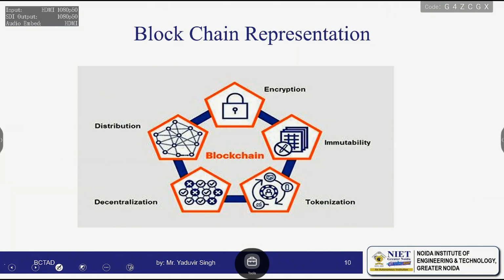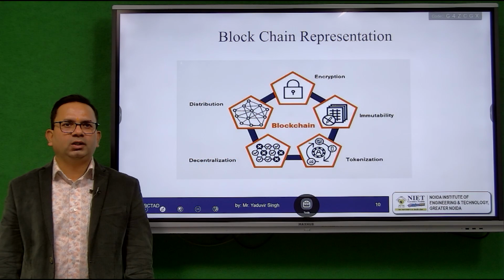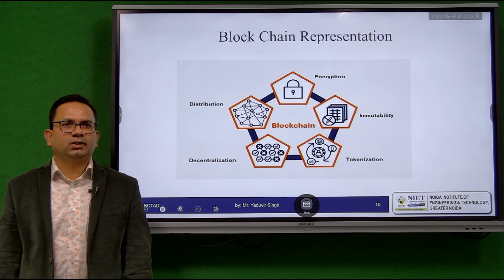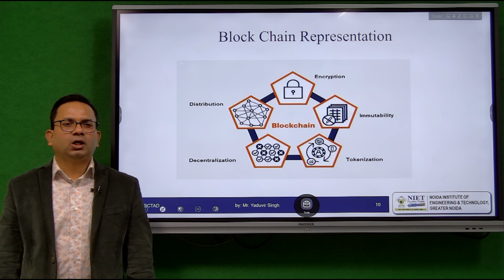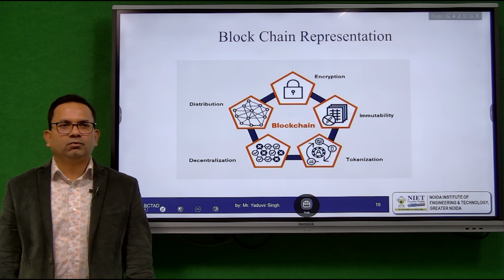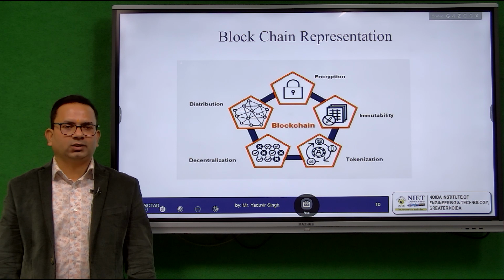And then this is the representation of it. The first is encryption, the second is immutability, the third is tokenization, and the fourth is decentralization and distribution. If you are talking about a blockchain representation, the first thing is encryption. Encryption means if you are dealing with a blockchain, you need to secure your data, and this can be done with hashing, which is known as cryptographic hashing. We will discuss in detail how this cryptographic hashing works.